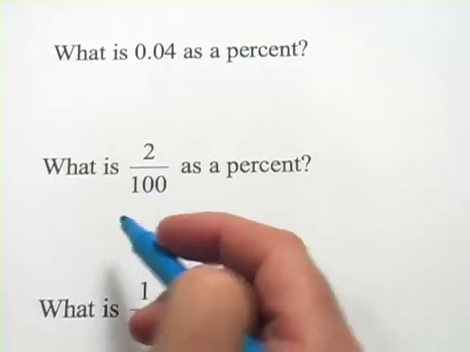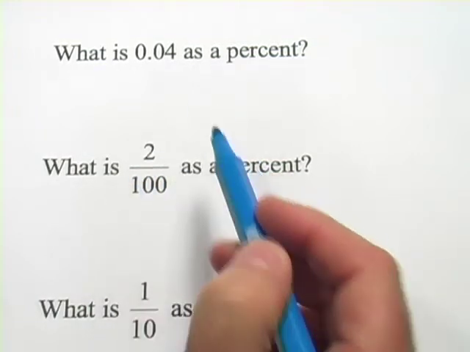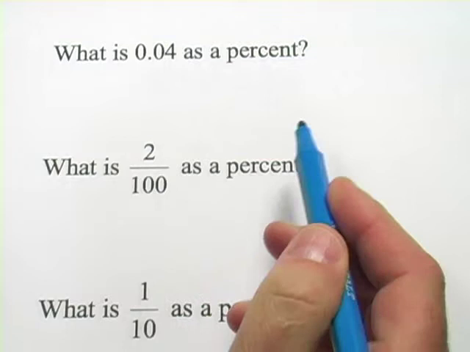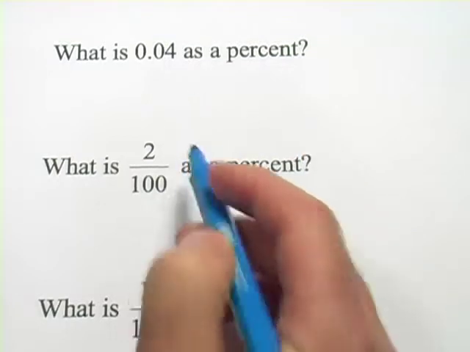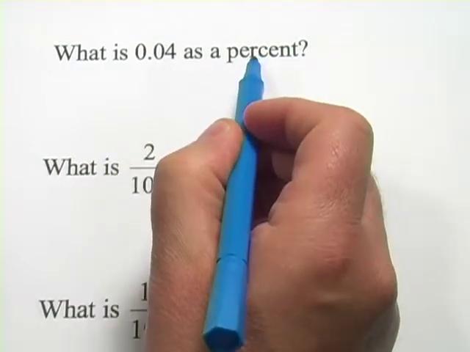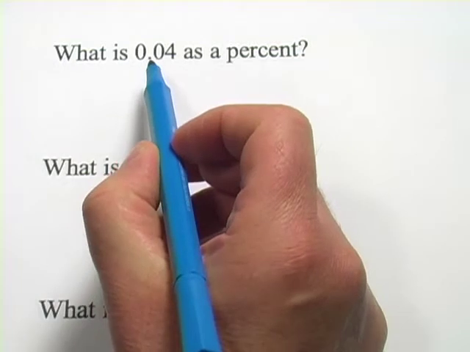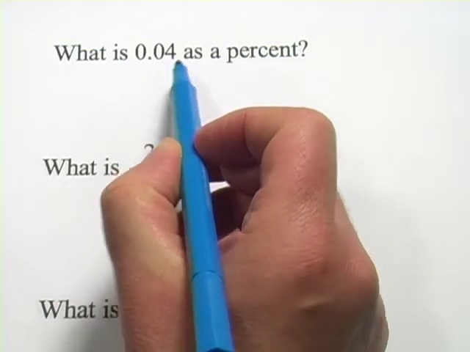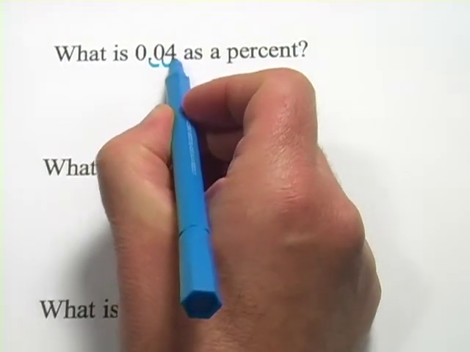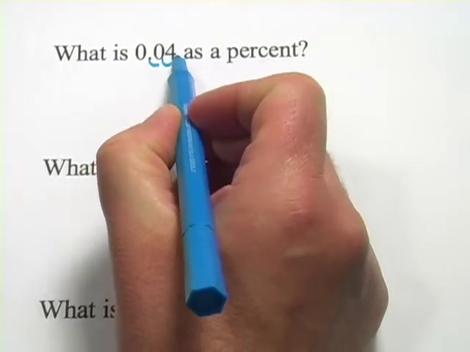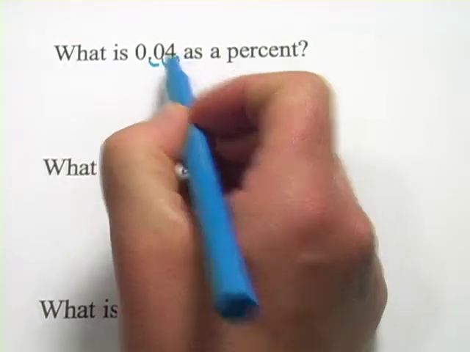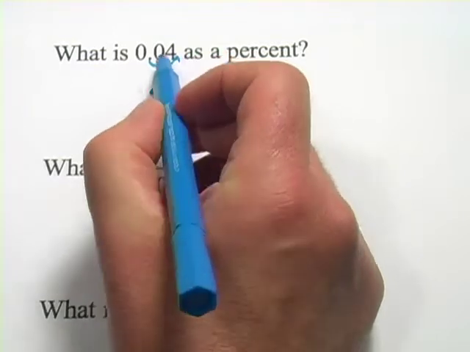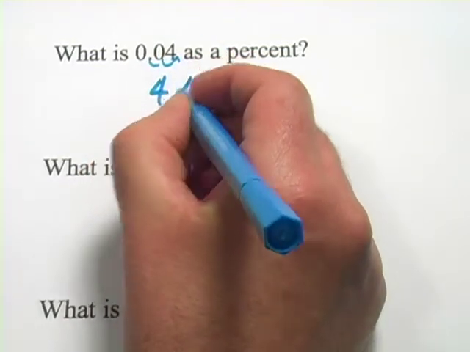In these problems, we're working on writing decimals and fractions as percents. And the rule, when you have a decimal and you want to turn it into a percent, is that you move the decimal point 2 places to the right. So 1, 2. So the decimal point would come just after the 4. So that's just the number 4. So 0.04 is actually 4%.